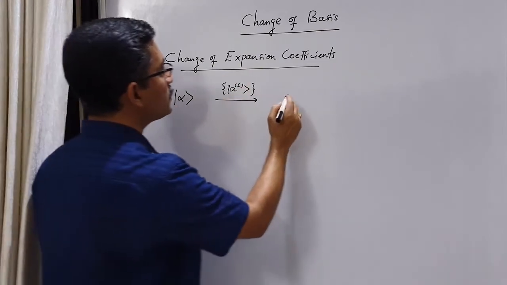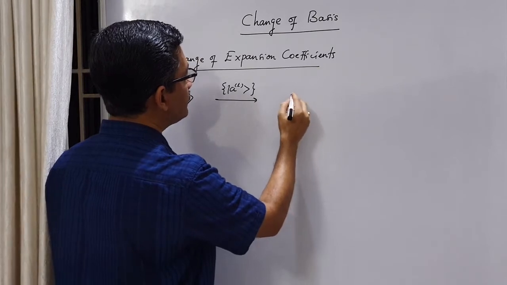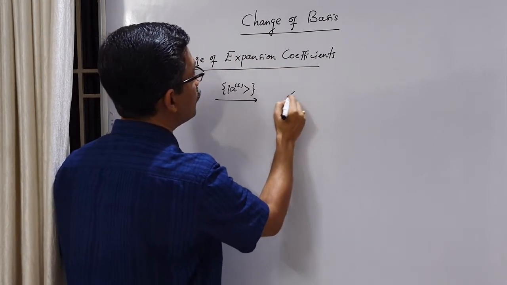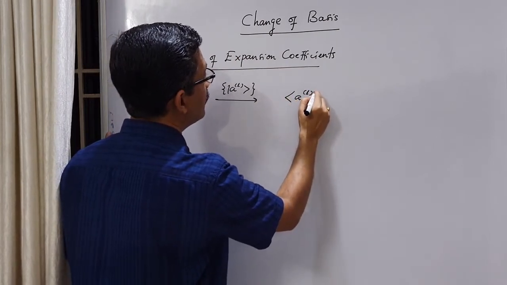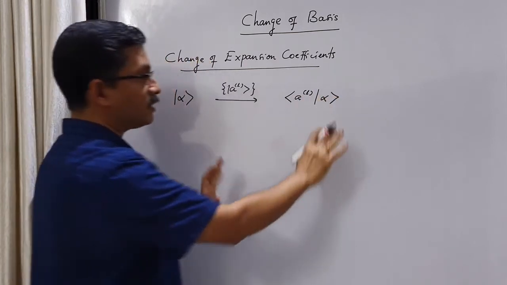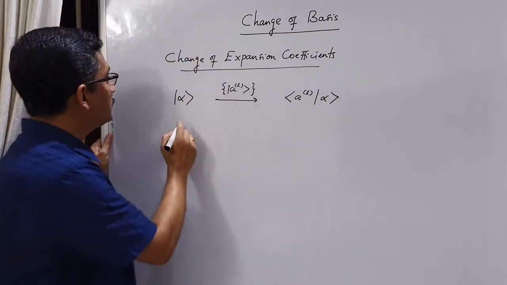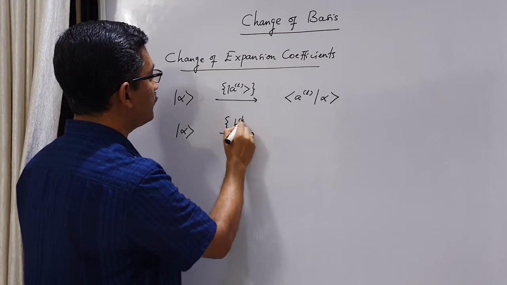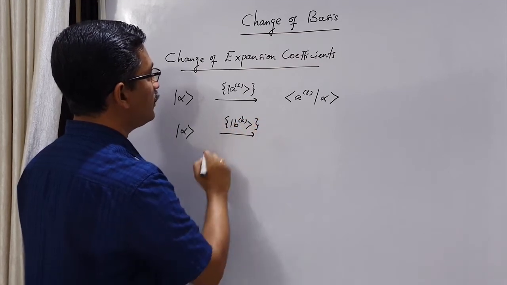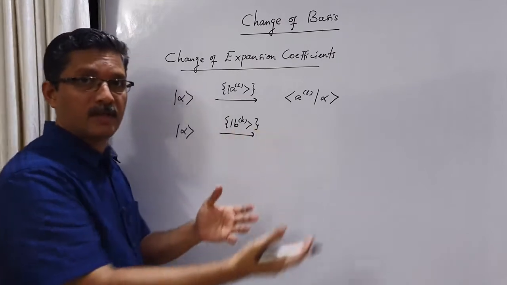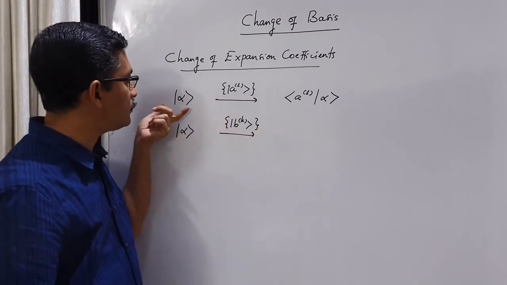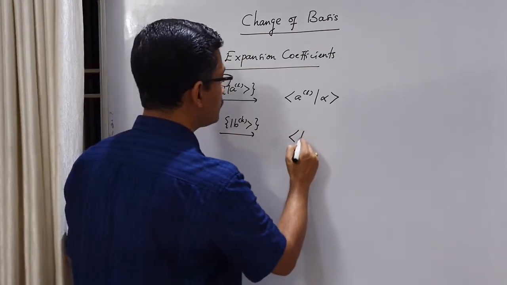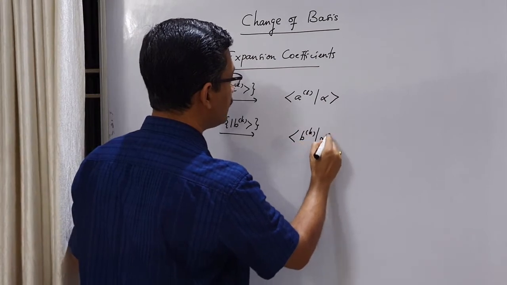Then the expansion coefficients will be, what will be each expansion coefficient? Something like this: bra vector Al, ket alpha. This will be the expansion coefficient. The same vector, if we express in terms of the basis, let us say ket bk, then we get another expansion with different expansion coefficients. Whenever we change the basis for the same vector, expansion coefficients will be different. So we get the expansion coefficients something like this: bra vector bk, ket alpha.